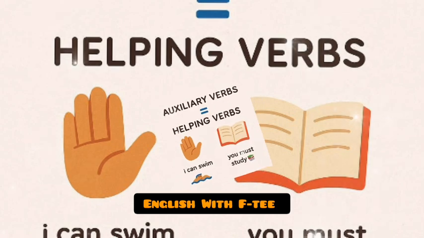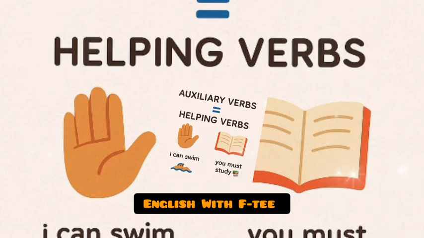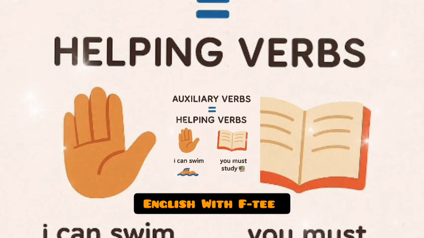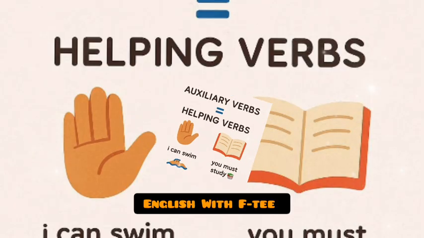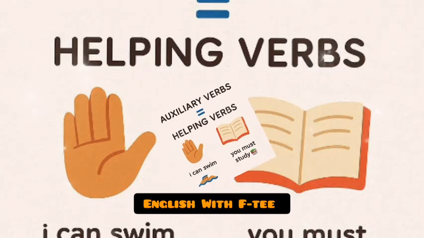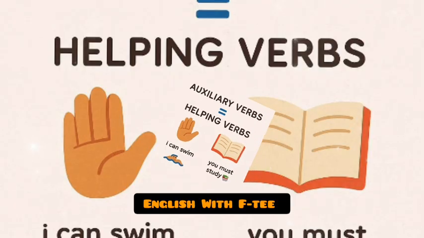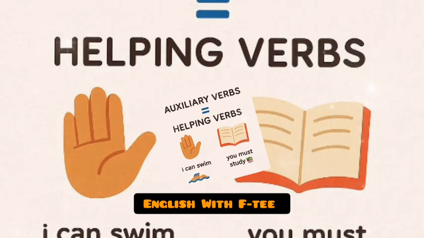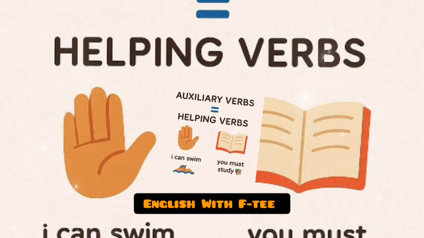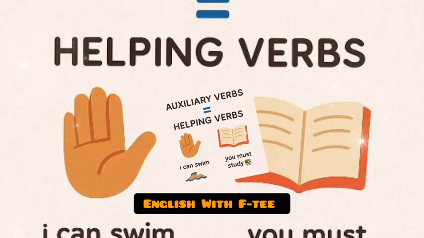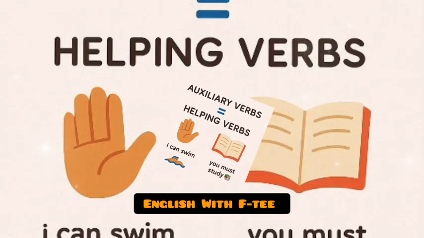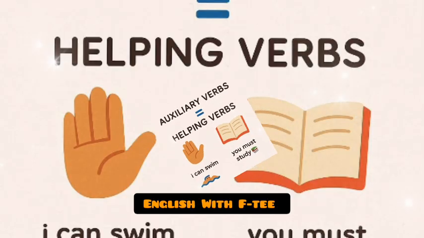Then number 3, we have may. We use may for possibility, formal request, and permission to express wish. For example, John may go to movies in the evening. That is possibility. May I come in, sir? That is formal request or permission. May God bless you. This is a wish.